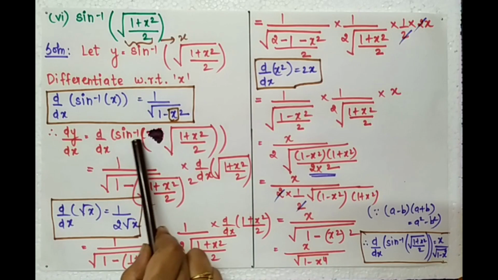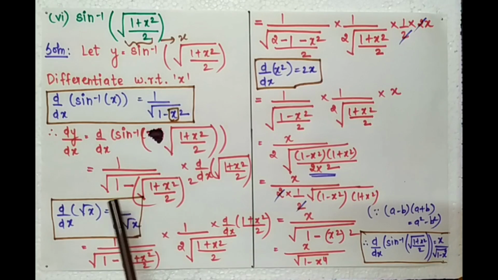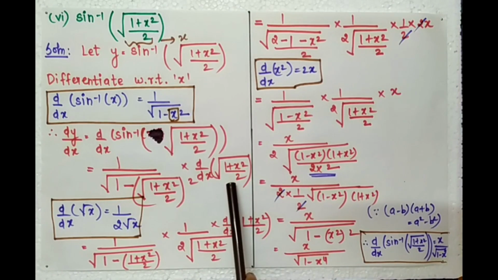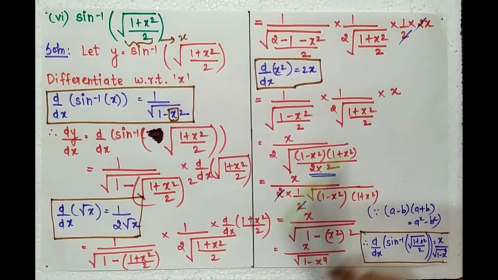Therefore, derivative of sine inverse root of (1 plus x square) by 2 becomes 1 upon root of 1 minus x square, that is root of (1 plus x square) by 2 the whole square, into derivative of root of (1 plus x square) by 2. Again we have to take the derivative of whatever is inside the root, that is d by dx of (1 plus x square) by 2. Once we apply the derivative, it becomes half into 2x. Then on simplifying, we arrive at the answer x upon root of 1 minus x raised to 4.